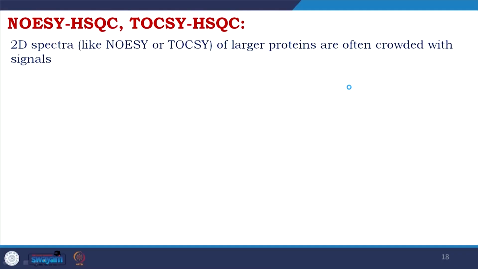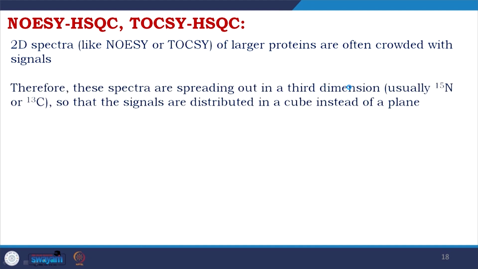If you are considering protein, you have to grow your protein in the presence of N15 and C13, so they are expensive. There are many situations when the organism does not want to grow in the presence of N15 and C13, so there are lots of challenges. So, 2D spectra like NOESY HSQC or TOCSY HSQC of larger proteins are often crowded with signals, because the higher the size of the protein, there would be more signals as well as less tumbling. You have to understand that.